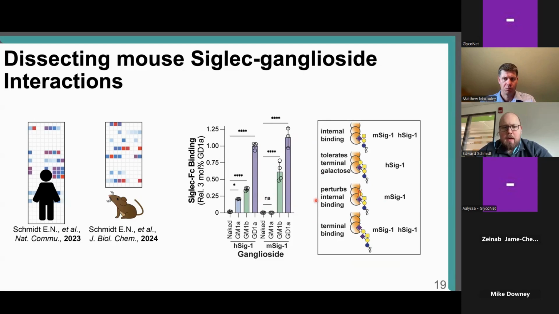And as Siglec 1 is a conserved Siglec, I don't think many of us really appreciate that there can be these subtle differences that might have more profound biological consequences.